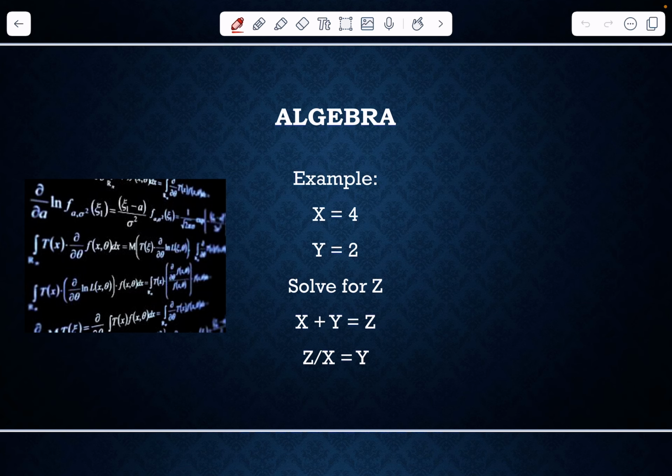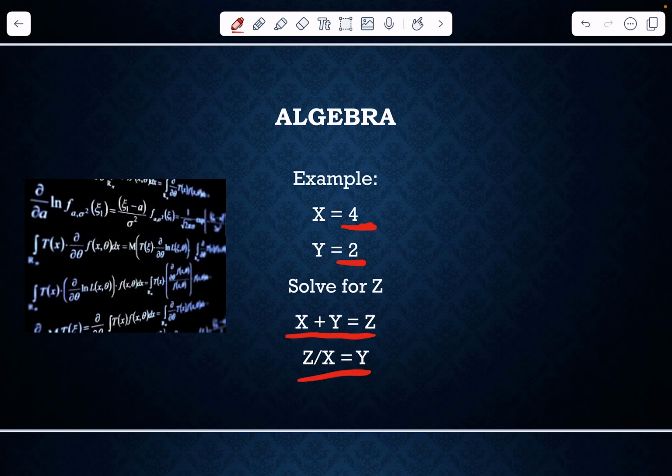So notice we have three different variables. We have x, y, and z. In this particular example, they gave us the numerical values for x and y, but we don't know z, so that's what we're actually solving for. So let's plug that in for these two equations.